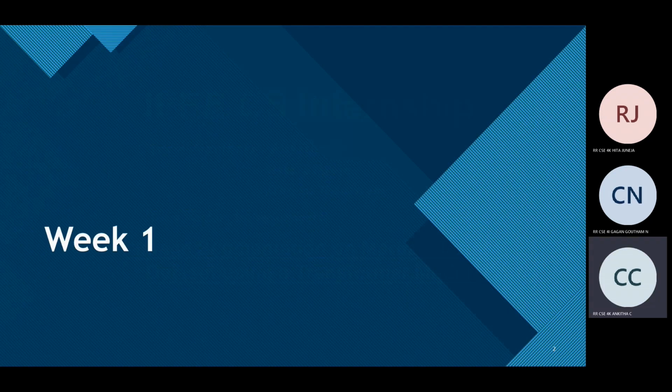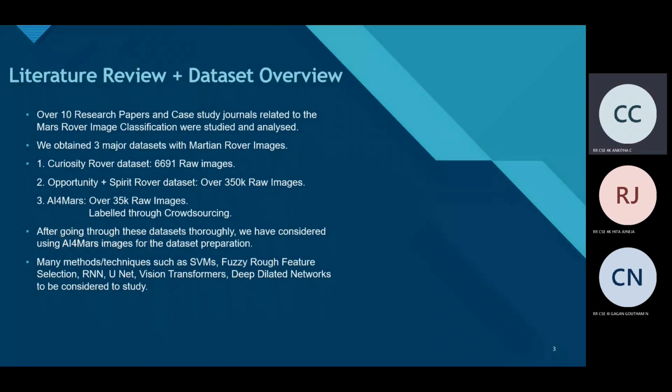So here is the week 1 progress report. At first, we studied and analyzed around 10 research papers and case study journals or articles related to the topic of Mars rover image classification. From this we had obtained three major datasets: the Curiosity rover dataset containing 6,691 raw images, the Opportunity plus Spirit rover dataset with 350K raw images, and the AI4Mars dataset with 35K raw images that are labeled through crowdsourcing.